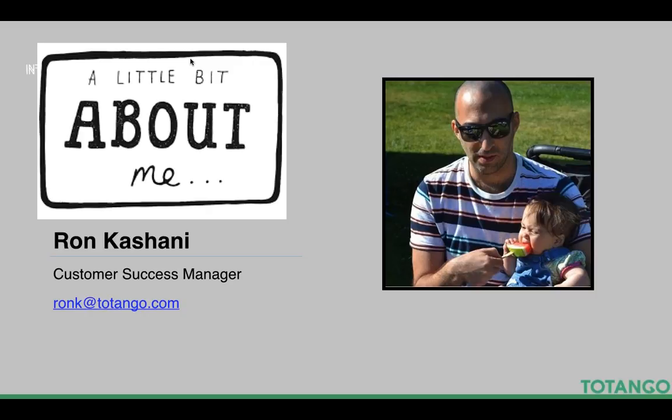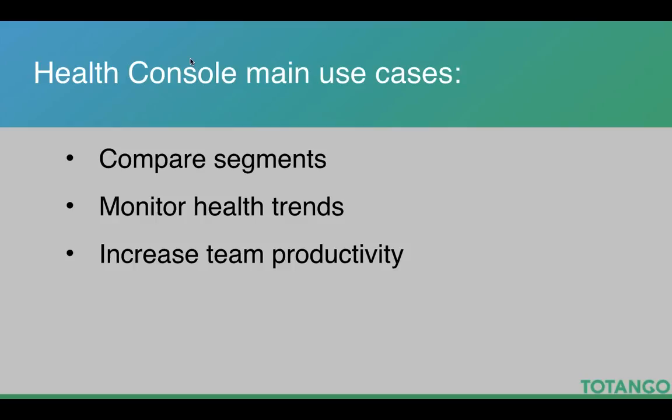So welcome again. Today I'm going to talk about Health Console, which is a specific section in Totango that helps you to do those things that you see in front of you. The main use case for that section is basically to compare different segments of your business and help you to get a better understanding of how the different segments of your portfolio are doing compared to one another. This is one of the main use cases for using the Health Console.